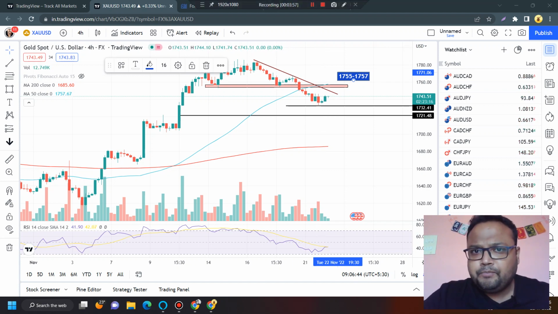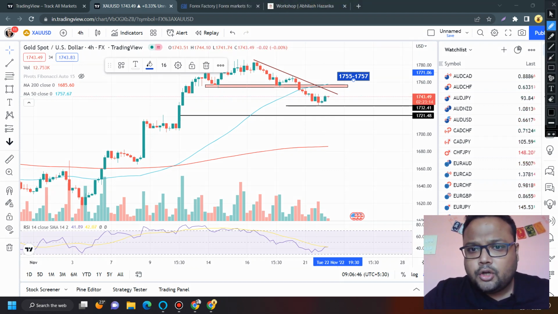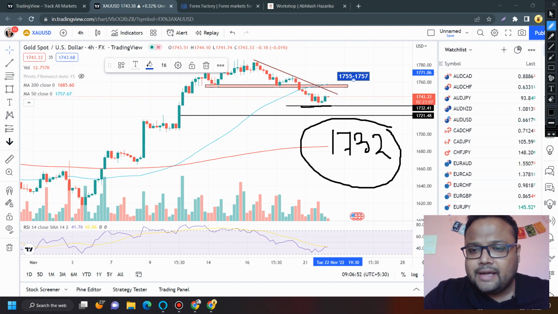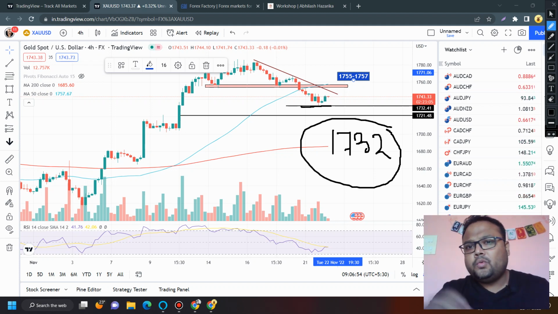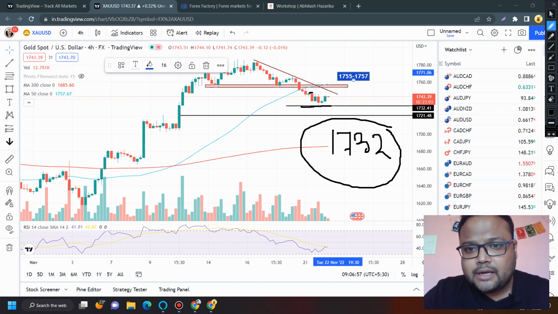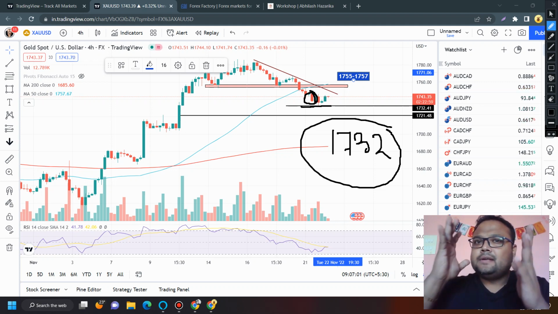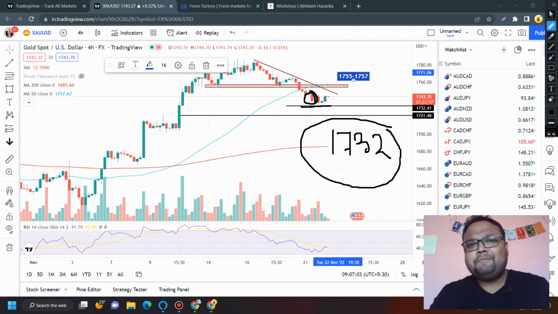And on the other hand, during the day, if gold breaks the 1732 level and you start to see the market going down with a candle like this, a red candle like this, it means that the market is about to go down again, then you can go for a sell position as well.